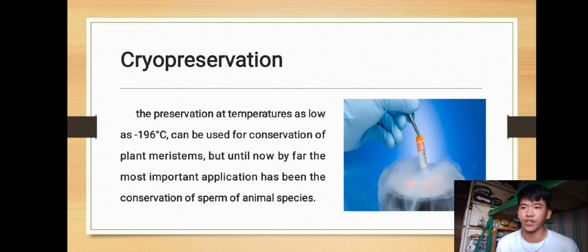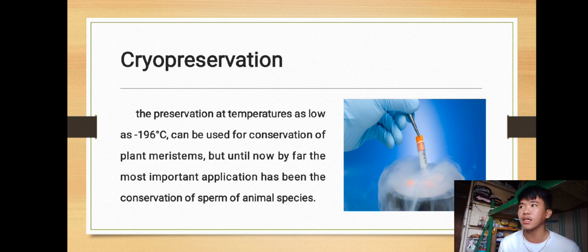Next is cryopreservation. So the preservation at temperatures as low as negative 196 degrees Celsius can be used for conservation of plant meristem, but until now, by far the most important application has been the conservation of sperm of animal species. So cryopreservation is kanang mga cells or kanang mga specimen nga nakuha nato sa usa ka organism iagi siya cryopreservation or ato siyang i-freeze as low as negative 196 degrees Celsius para ma-preserve siya.